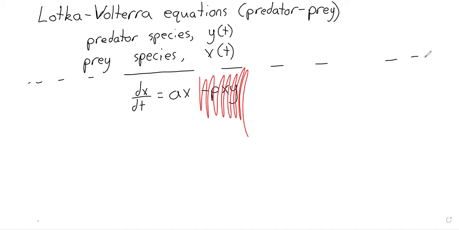So our assumption here is that the prey species has unlimited resources, which of course is not true. And one way you could complicate this model is to put in a limiting factor. But we'll assume that the prey species has unlimited resources and would grow exponentially, except that they're being preyed upon. And the predator is going to keep the prey species under control.